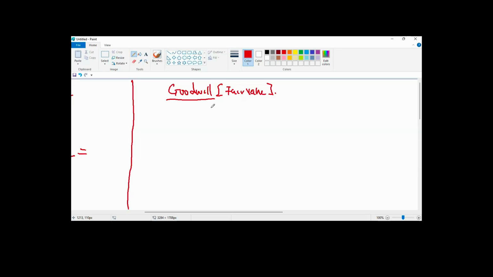It's the same formula to calculate goodwill, either fair value or share of proportionate. I will say cost of investments, add NCI, purchase consideration, less net assets at the date of acquisition, which gives goodwill.